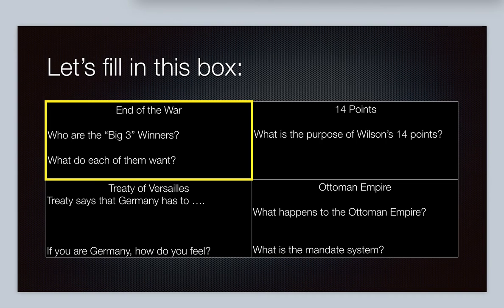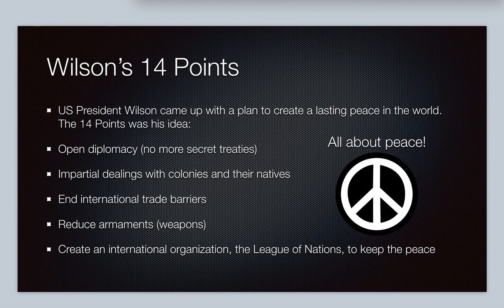Okay, let's go on to the next one. So this is President Wilson of the United States' 14 points. He came up with a plan to try to create a lasting peace in the world. Remember those four main causes of World War I: militarism, alliances, imperialism, and nationalism? Well, he wanted to do some things to make it so that would never happen again, and we would never have a world war again. So these were some of his ideas.